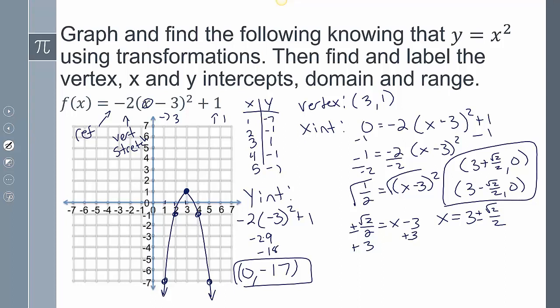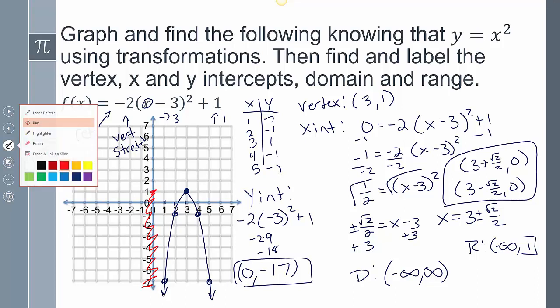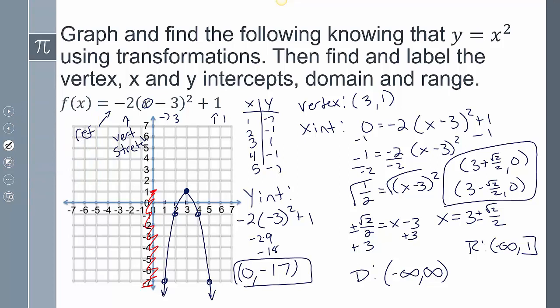And then the domain, once again, is negative infinity to positive infinity. The range is now negative infinity to positive 1. So if I were to project it, it's going to go all the way up until I get to that 1. And if I wanted to find the absolute max or min, that would be a maximum, because that's the highest possible value of 1.